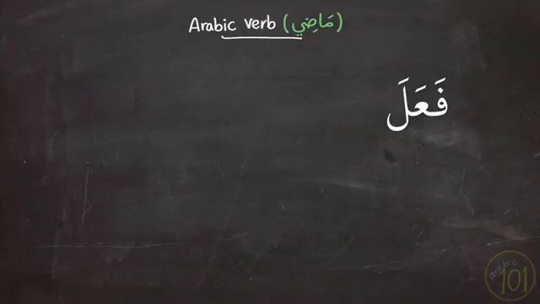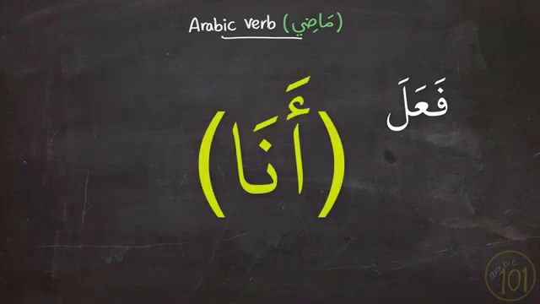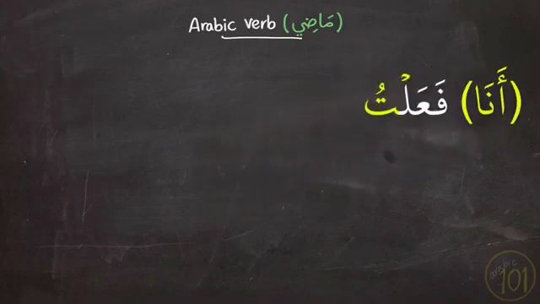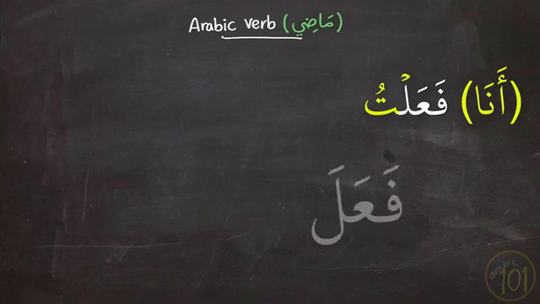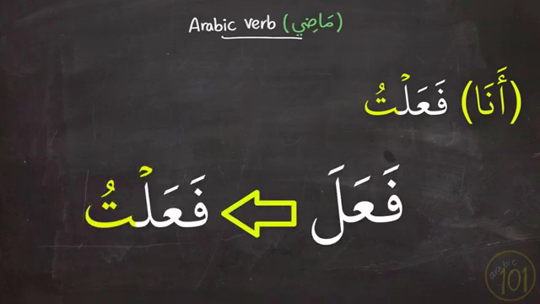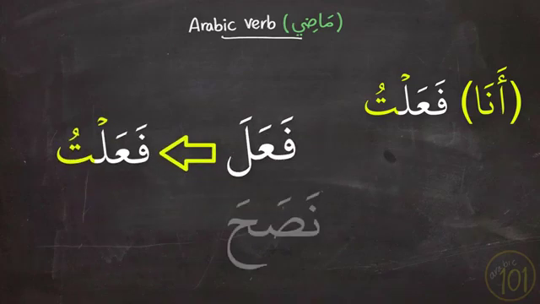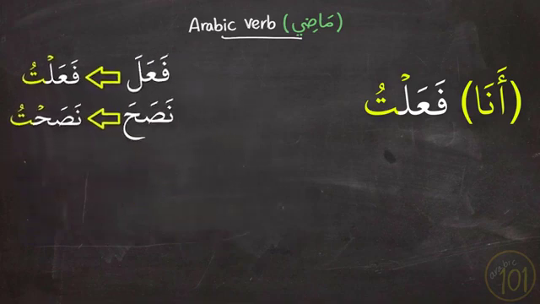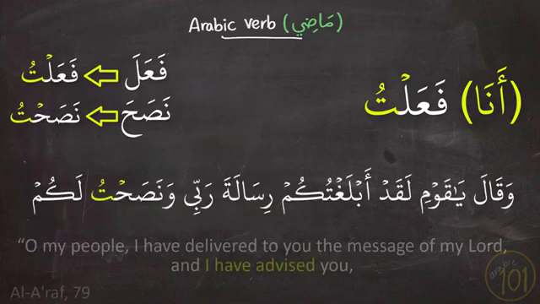So to conjugate a past verb with أنا or I, you are going to add ت, and the letter before it will have sukun on top. So you will be turning the verb فعل into فعلتُ. And similarly, نصح into نصحتُ. Like in this example.